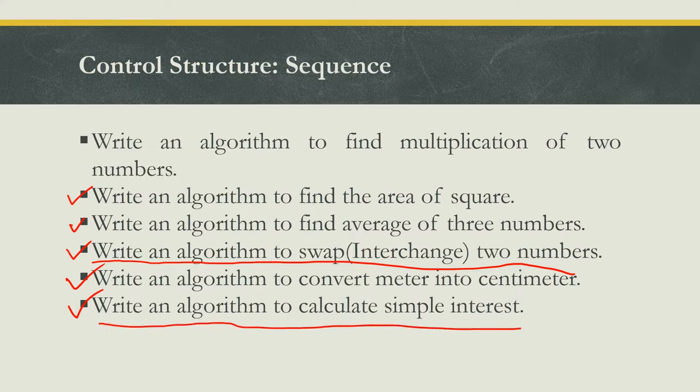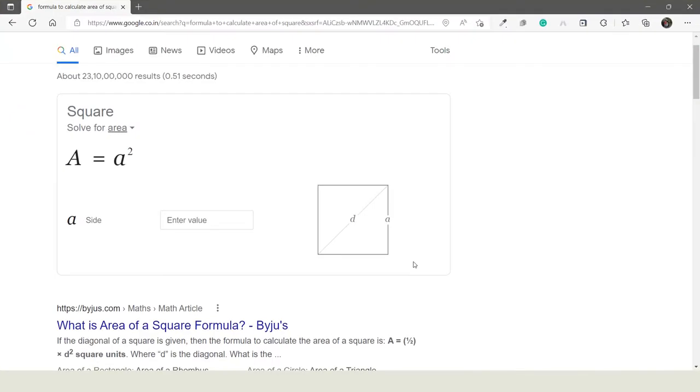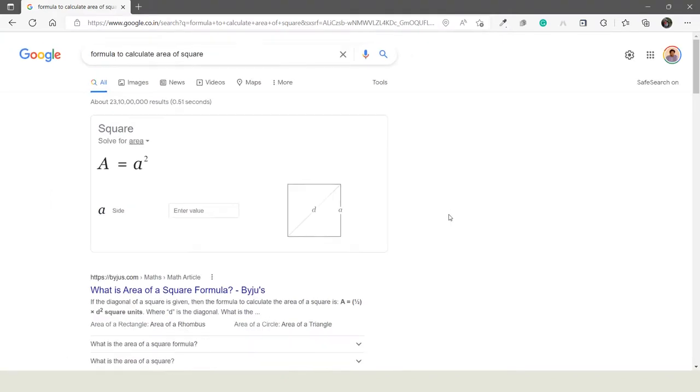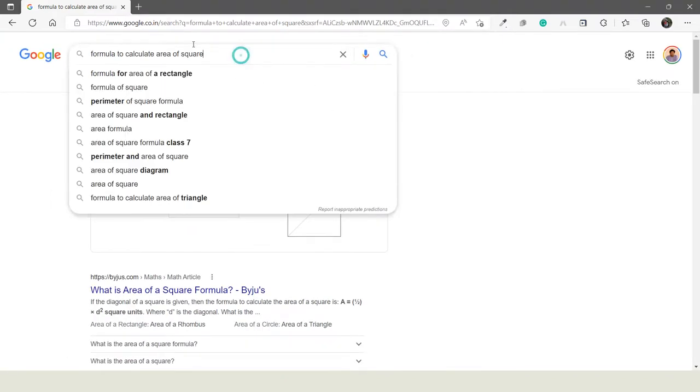this, the final problem, that is, you have to write an algorithm to calculate simple interest. So you must have an idea about the formula to calculate the simple interest, or the things which you require to calculate it. As you know, if you want to calculate simple interest, then you must have the principal amount, then the rate of interest, then the number of years. Okay, let me find the formula from the internet.